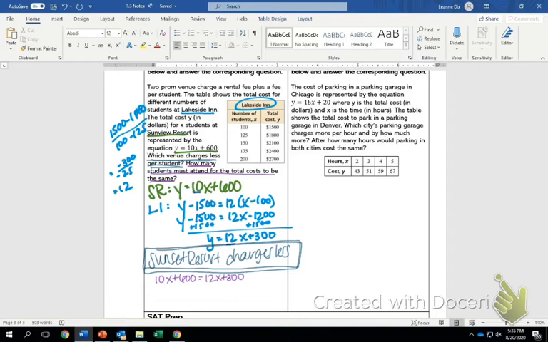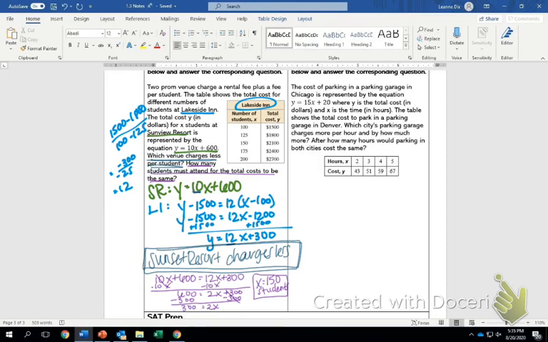Now that I have this, I want to isolate my x, because that's my only variable. So I'm going to move this 10x over to the side, and this cancels out on the left. I'm left with 600 equals 2x plus 300. And now I'm going to subtract 300 to the other side, and I should get 300 equals 2x. If I divide each side by 2, I should end up with x equals 150, and remember, x represents the number of students. So how many students must attend for the total cost to be the same for both venues? We would have to have at least 150 students.